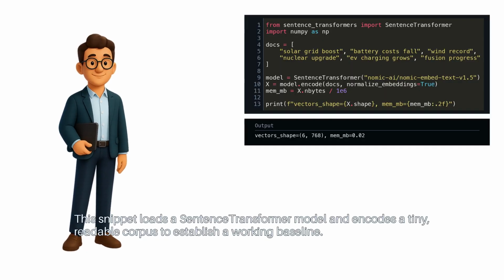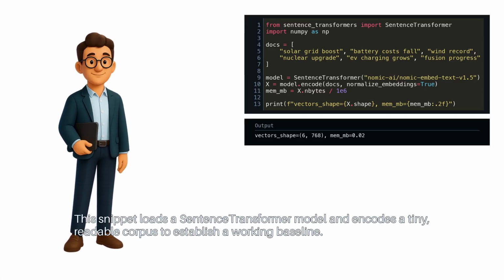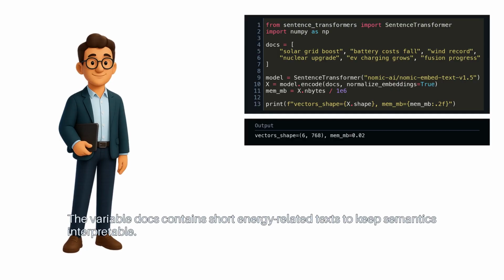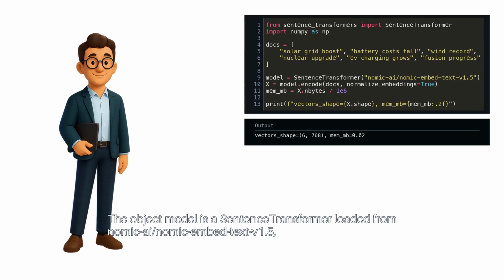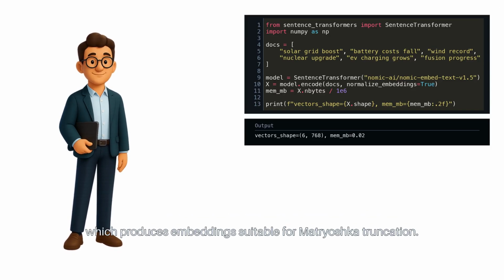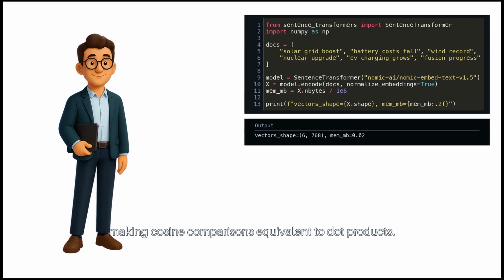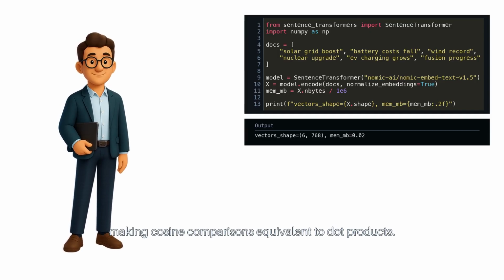This snippet loads a SentenceTransformer model and encodes a tiny, readable corpus to establish a working baseline. The variable docs contains short energy-related text to keep semantics interpretable. The object model is a SentenceTransformer loaded from nomic-ai, nomic-embed-text-v1.5, which produces embeddings suitable for Matryoshka truncation. The call model.encode returns L2-normalized vectors when normalize_embeddings is true, making cosine comparisons equivalent to dot products.